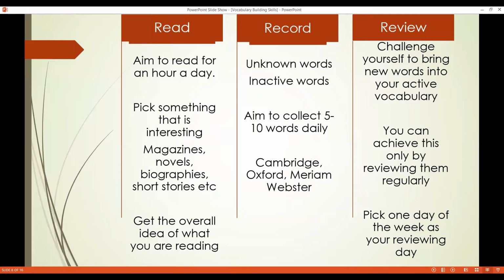I have already provided the links of Cambridge, Oxford, and Merriam-Webster, from where you can find out the meanings of those words. Challenge yourself to bring new words into your active vocabulary. You can achieve this only by reviewing those words regularly, and pick one day of the week as your reviewing day. Try to get the gist of what you are reading.